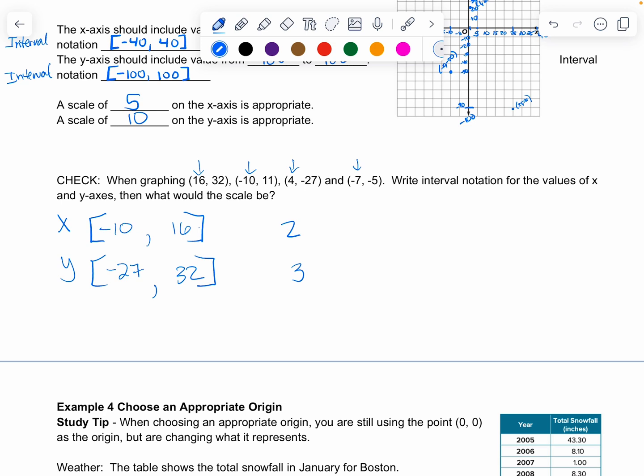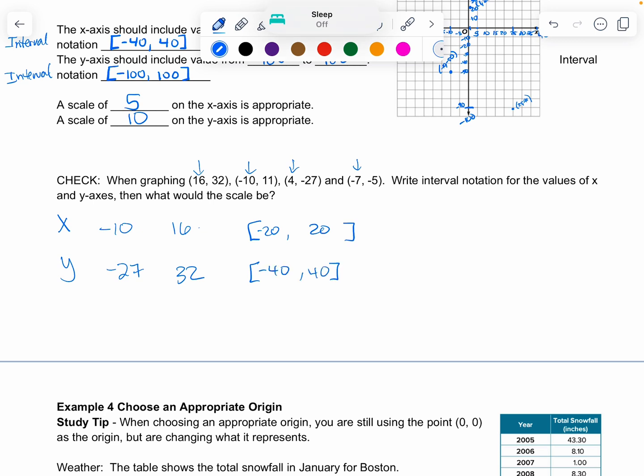Actually, I want to undo this real quick. This is what it goes by. If I want to do intervals and keep them the same, I should do this. So 16, so maybe negative 20 to positive 20. And maybe do this one, negative 40 to 40. And then I would probably do this by 2s and do this by 4s. That looks better to me.